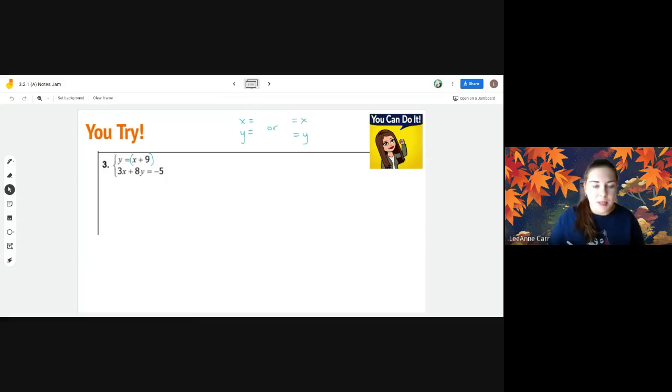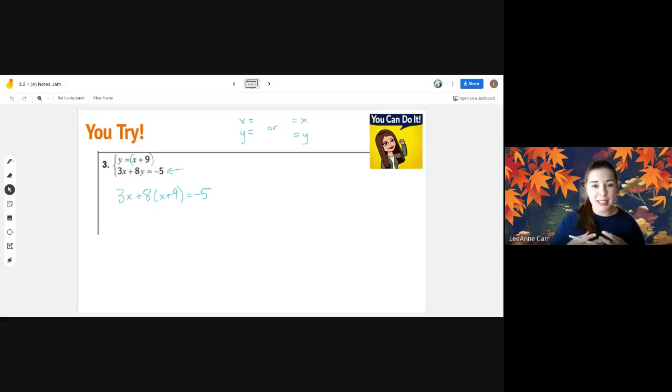And now that tells me that x plus 9 is my substitute for y. So it's going to take the place of all my y's. So I'm going to rewrite this equation now, that bottom equation. But every time we see a y, we're going to put x plus 9 in its place. So here we go. I have 3x plus 8. Oh, instead of y, here's where I substitute. I have x plus 9 equals -5.